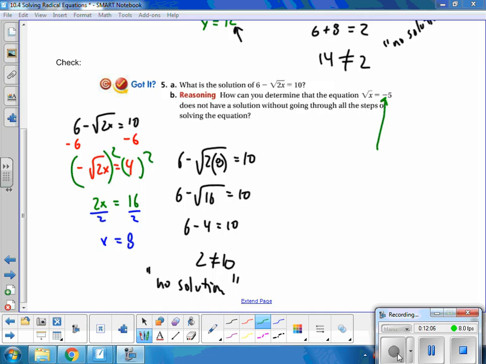Now for the reasoning one, how can you determine if that equation, the square root of x equals negative 5, does not have a solution without going through all the steps to prove it yet? What are some of the identifiers early? Well, it's that negative 5. If you're trying to think the square root of something is going to equal negative 5, that actually cannot happen. So you can see already that this is no solution, but then you might have to rework it to get some proof. But at least you can tell it early, start seeing this concept early on.